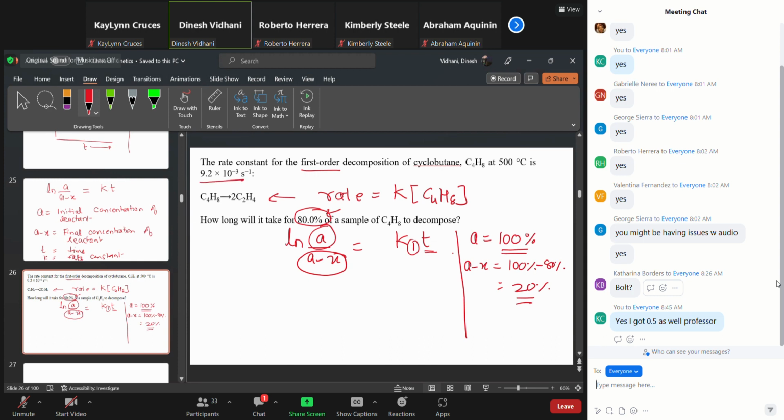Am I given K? Yes, I'm given K. What I need to find is how long will it take. I need to find time. So I can write ln, the natural log of 100 divided by 20. That's going to be K1, and we are given the value of K1, which is 9.2 times 10 to the power negative 3 per second, multiplied by time. Can you find me this value?